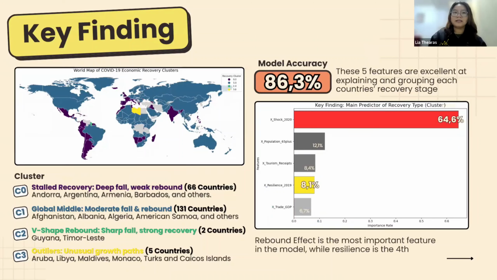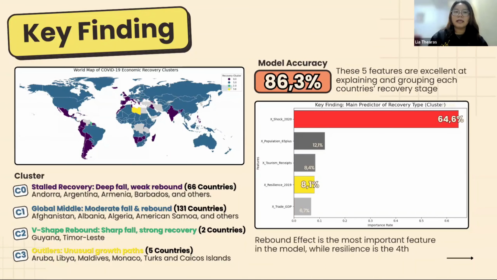The first one is the cluster. We have a world map with the COVID-19 economy recovery clusters. The first cluster, 01, titled Stall Recovery with Deep Fall and Weak Rebound, consists of 66 countries, for example, Andorra, Argentina, Armenia, Barbados, and other countries.